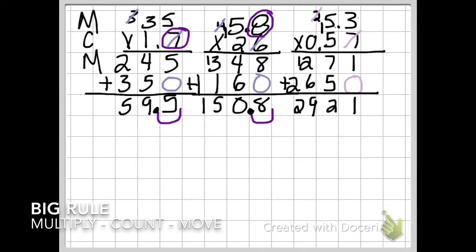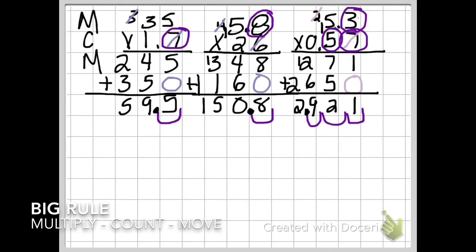I'm going to start counting now, because that's my rule. I finish my multiply step. Count the digits to the right of the decimal point. 5 and 3/10, the 3 is to the right of the decimal point. 57 hundredths, 5 and 7 are to the right of the decimal point. So that means there are 3 digits to the right of the decimal point, which now moves me to the move step, which means there are 3 spots, 1, 2, 3, that I'm going to move my decimal point. And it's going to go between the 2 and the 9.